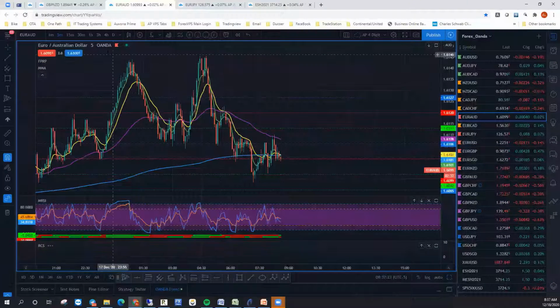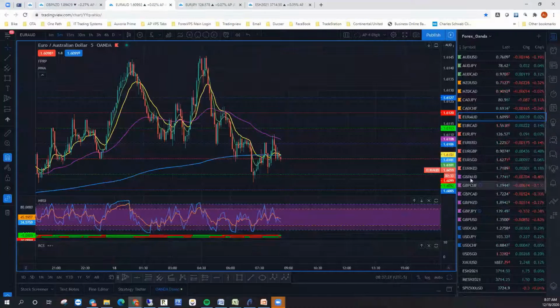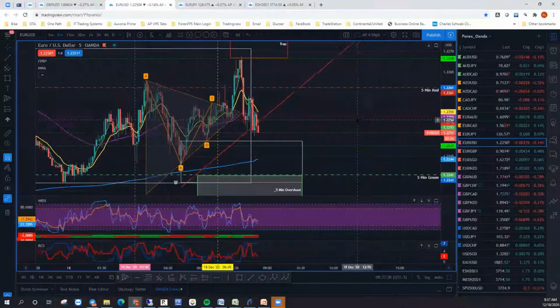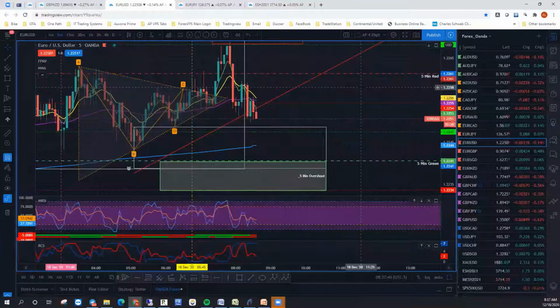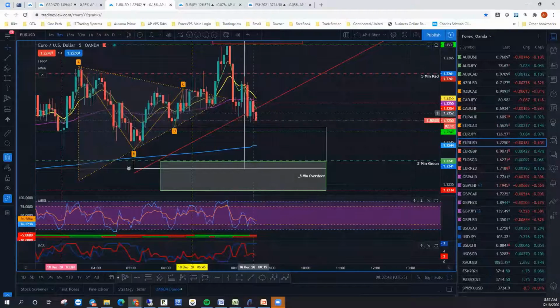Oops. Oh, I didn't want to do that. Wrong one. Euro US. Let's go back there. Again, we're still waiting for it to get into this area, and then we make a decision. Do we want to try and take this break? Here's our original wedge.